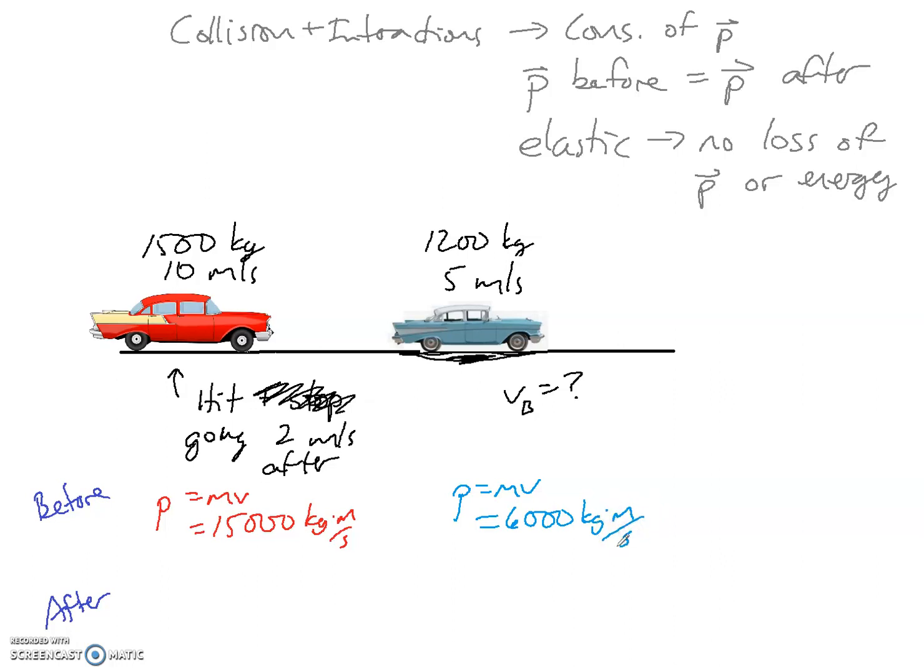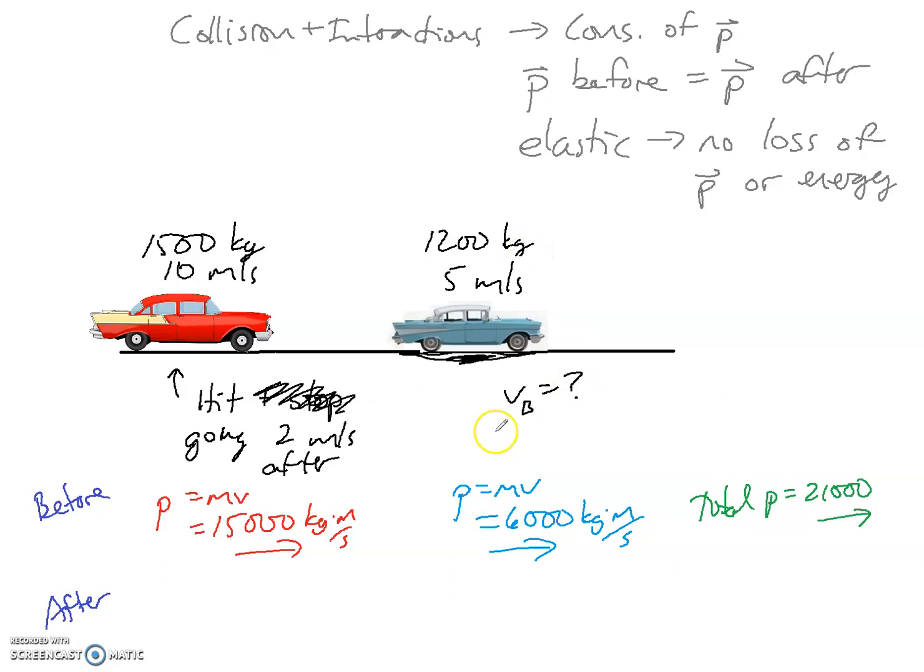So those are my before momentums. Now I'm going to put them together. I want my total momentum before. The momentum for the red car is going forward. The momentum for my blue car is going forward. They're going in the same direction, so I put them together. My total momentum is going to be 21,000 towards the right, and that can't change. So that's how much momentum I have to have afterwards. So now let's go afterwards.